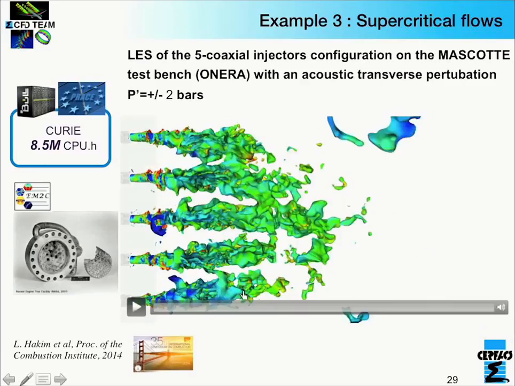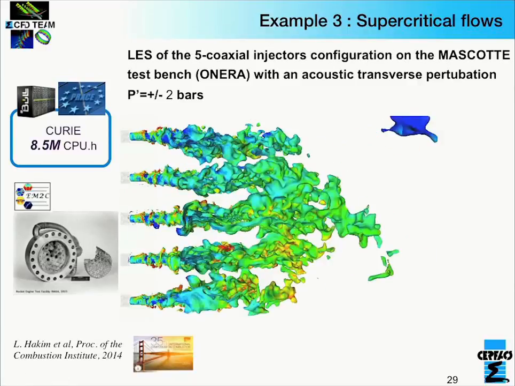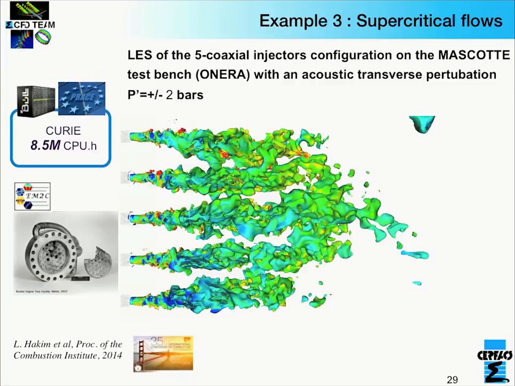We could do the simulation and see the impact of acoustic modulation on the flame. So of course it gives some motion, transverse motion to the different jets, but it also changes the shape of the jet. They became more flat, and they start also to interact one with the other. The objective of this kind of simulation, of course, is to determine the transfer function of the flame and see how this can act on or lead to a combustion instability, which in rocket engine is always an issue.